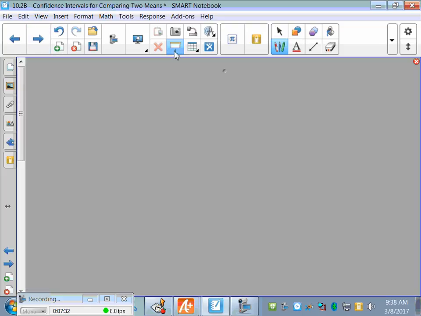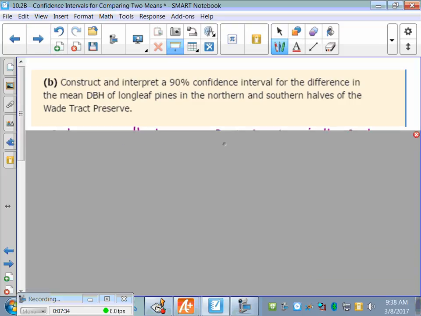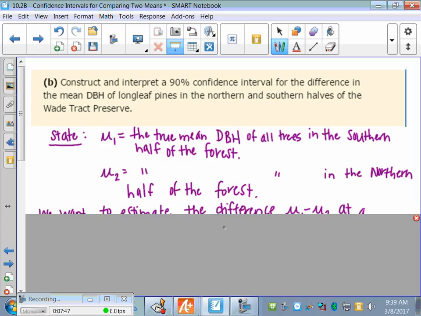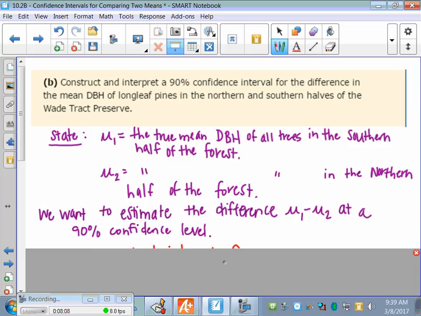Oh, good. Let's construct a confidence interval. So back to our confidence intervals. For the state part, we need to define our parameters. Are we talking about means or proportions? Means. Mean diameters, right? One's for the south, one's for the north. So you want to explain what that is. Be sure you always use the word mean or proportion when you're doing the definition. Some of you guys are skipping that. So mu1, and again, true mean for your parameters. Always use mu for the parameters and not x bar. So mu1, the true mean DBH of all trees in the southern half of the forest. And the other one is same thing but for the northern half.